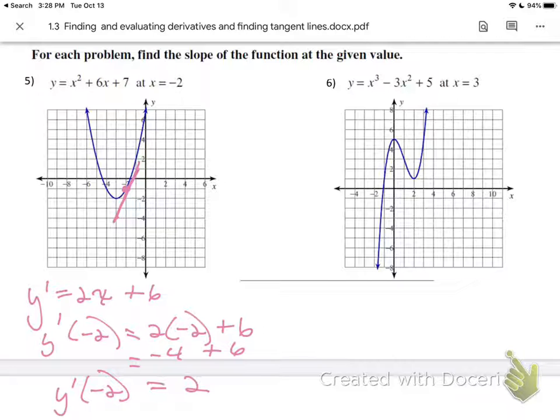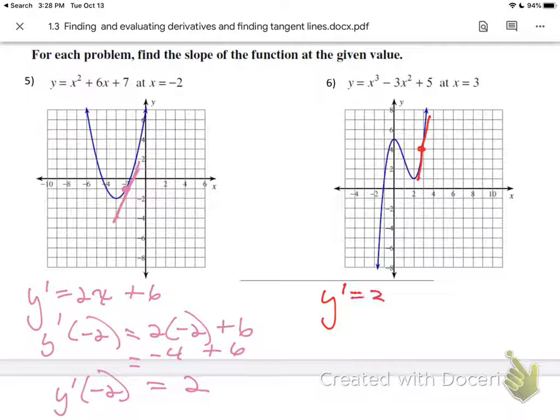Okay, same idea, next problem. Where is 3? I'm looking right here, and I'm seeing right there is 3. Go ahead and draw the tangent line. Now that looks steeper than the other one, and I'm going up by the same increments. So I'm expecting a steep positive slope. So let's do our work.